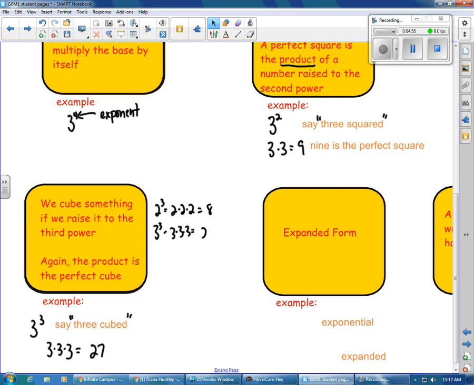And that's 27. There's a lot of numbers that come between 8 and 27. They're fine numbers, they're just not perfect cubes.